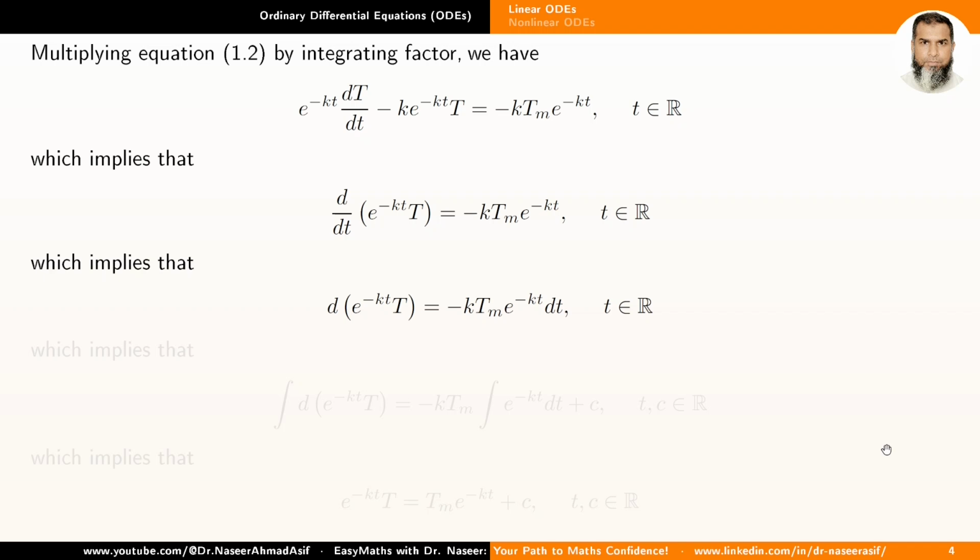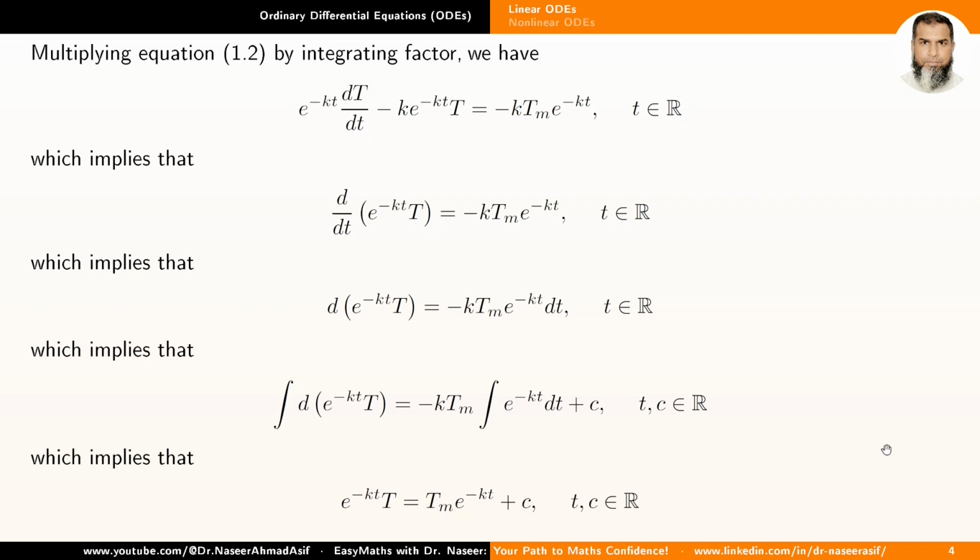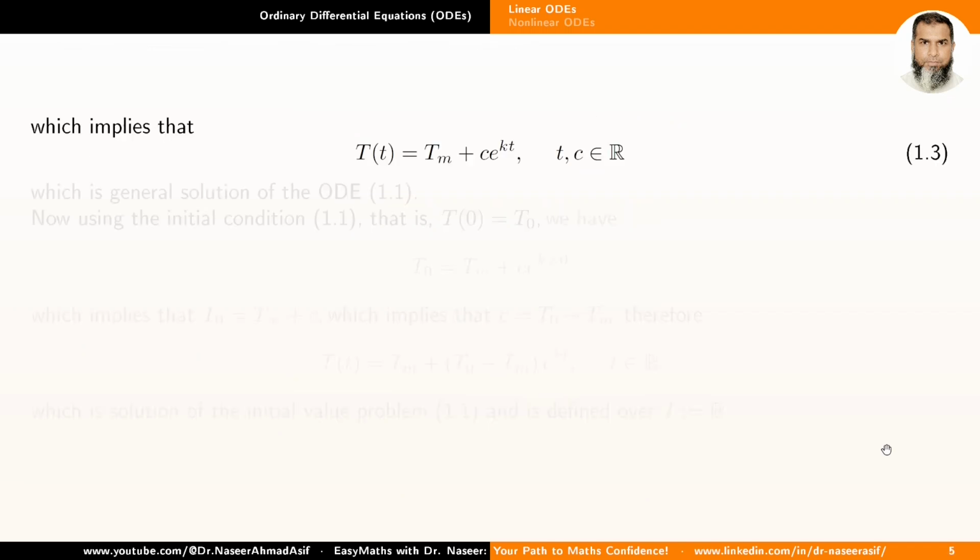Now integrating, we have integral of d(e^(-kt) T) = -kTm integral of e^(-kt) dt + c, where t belongs to R and c is arbitrary constant. So we have e^(-kt) T = Tm e^(-kt) + c, where t belongs to R and c is arbitrary constant. So T(t) = Tm + c e^(kt), where t belongs to R and c is arbitrary constant, which is general solution of the ODE 1.1.